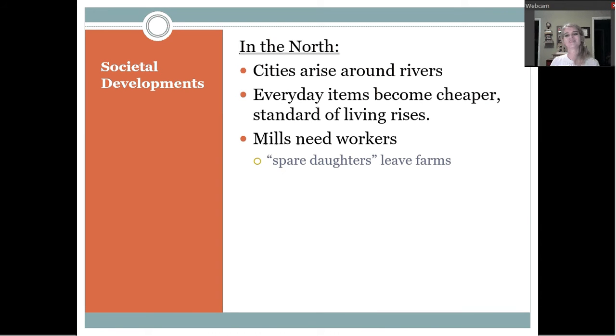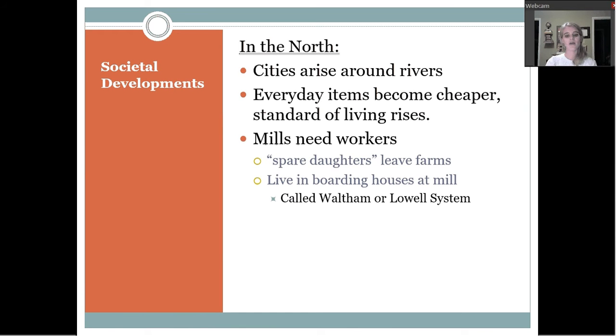Well, I don't need you at home, but I can send you to the factory and you can send money back to us. So a lot of these girls, some of the older girls, would leave the farms and go to these factories. They would live in these boarding houses around the mill, and they would get their salary from the factory, and they'd live with the other girls who work in the factory. And this whole system sprang up around this. It's called the Waltham or the Lowell system, and these are named after factory owners.